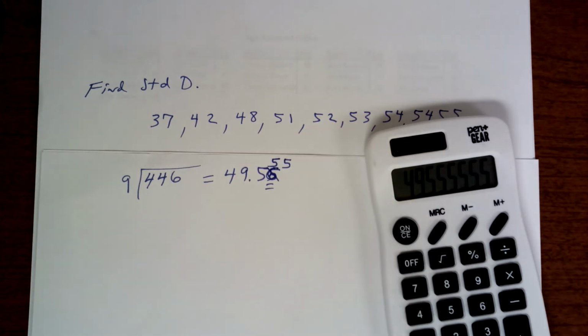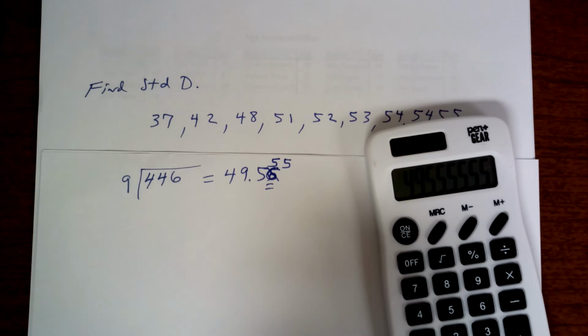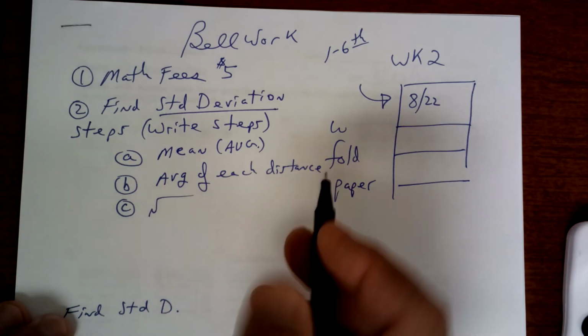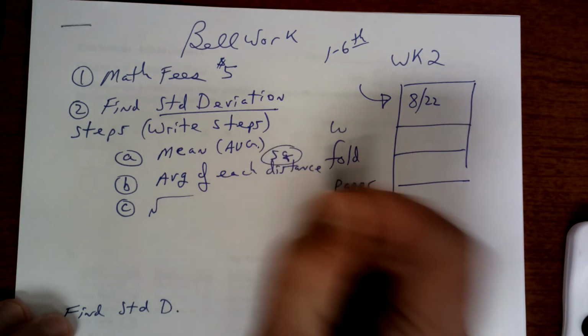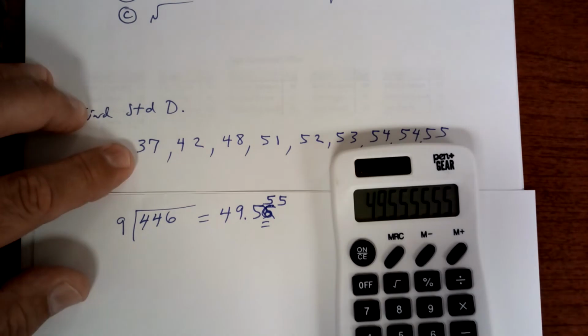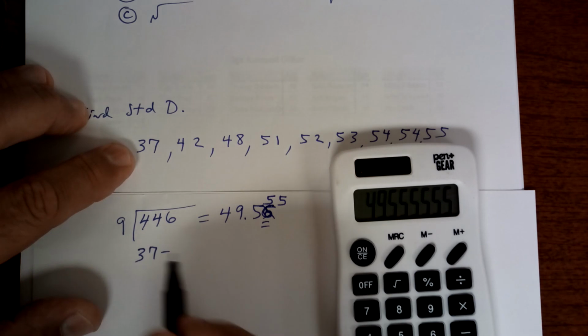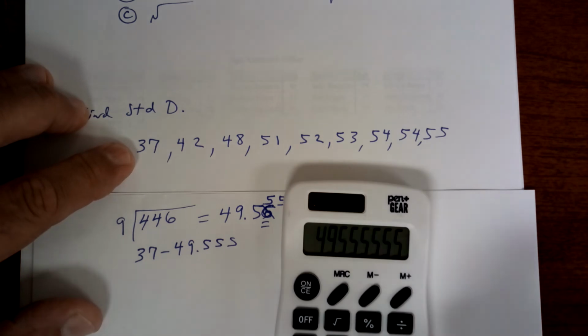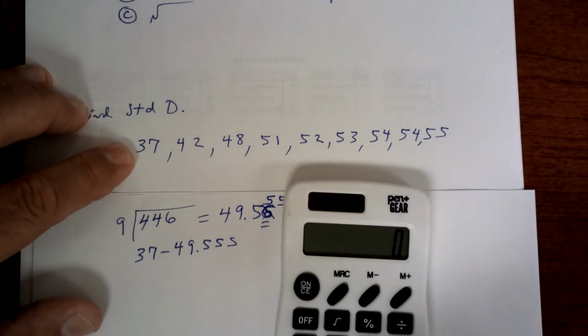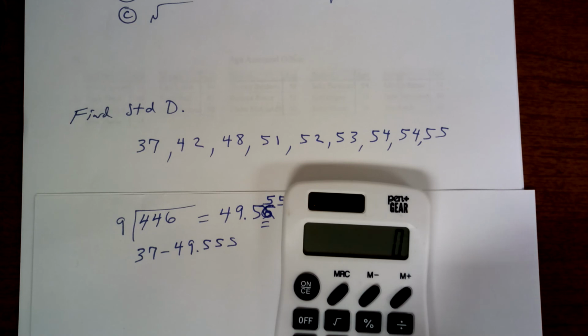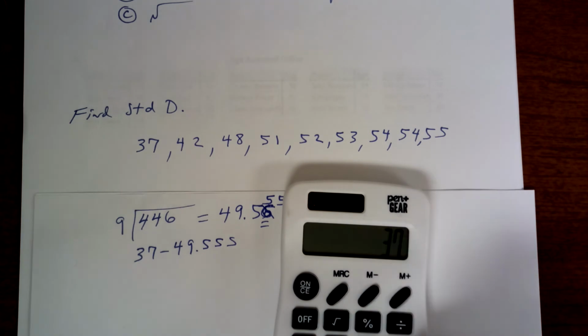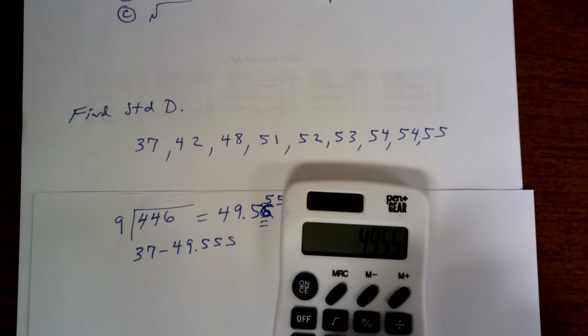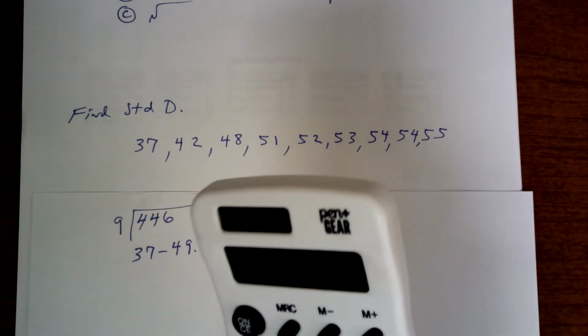Okay, now we need to find the distance from each one of these. And then we got to square it. So find the distance of each, but we have to square. So make sure you put that on there. Okay, so it's going to be 37 minus 49.555, and then square it. So clear it. 37 minus 49.555 equals, I get 12.55.